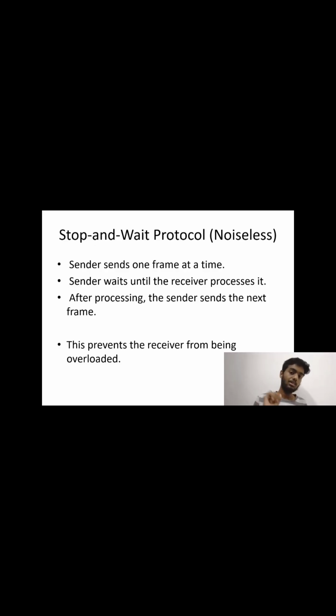In the previous protocol, there is a possibility of the receiver being loaded with too many frames. For example, the receiver might not have processed the first frame, but by that time it might have received another four frames. In order to prevent that, we use stop and wait. Here the sender sends only one frame at a time and waits until the receiver processes it, and only then sends the next.